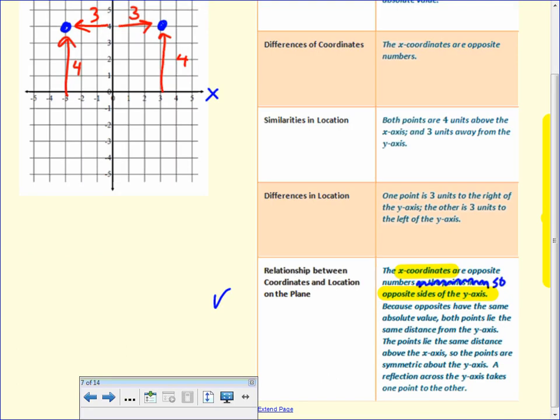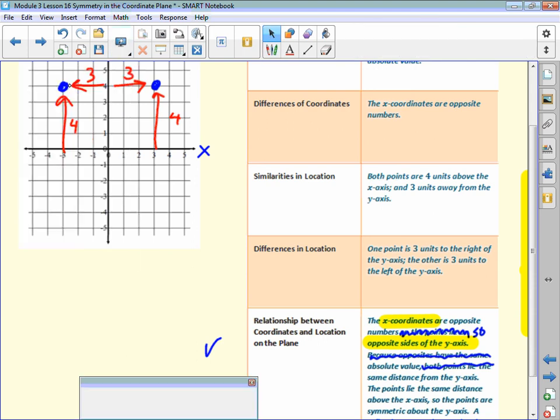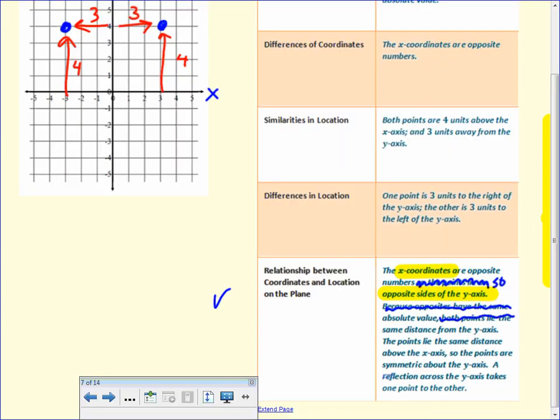So if the x coordinates are opposite, then they're on opposite sides of the y-axis. And that's because they have the same absolute value. They are the same distance from the y-axis. So basically, this is just a big, fancy way. Here's the key word that I want you to know. Let's cut to the chase. To reflect.